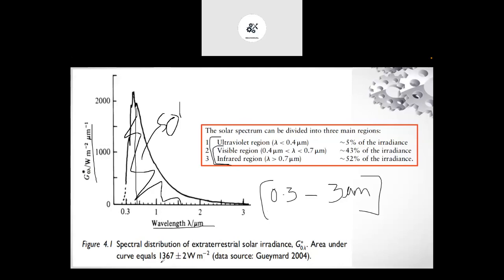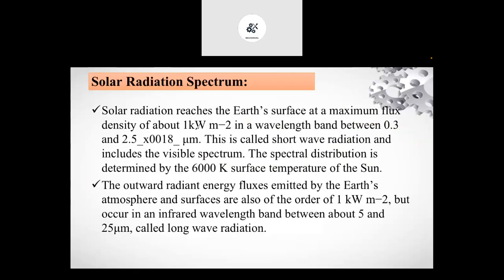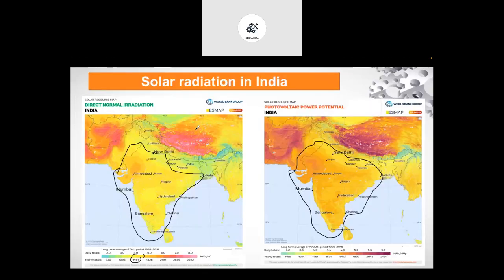The area under this particular spectrum, or under this graph, is known as the solar constant, and its value is near about 1367 watt per meter square. So this is the solar radiation spectrum, and this is the energy received at the earth's surface. This was regarding the solar radiation spectrum, and also the status, or the potential, of solar energy in India.